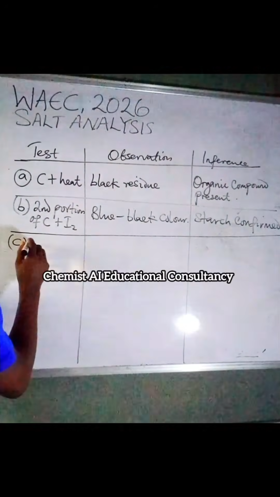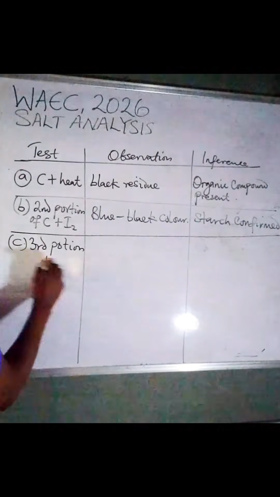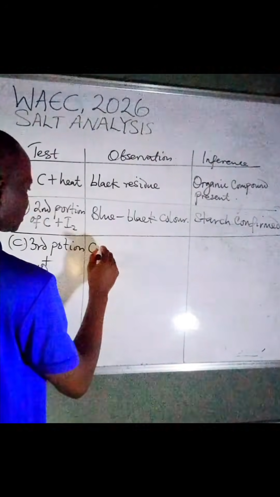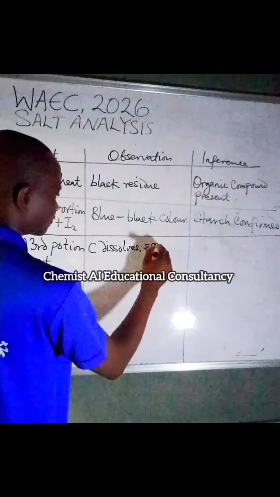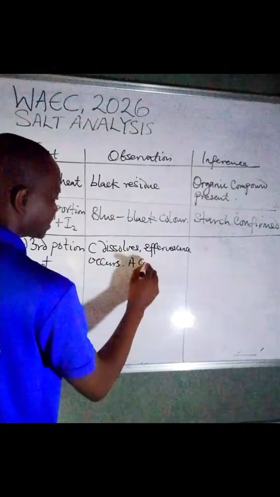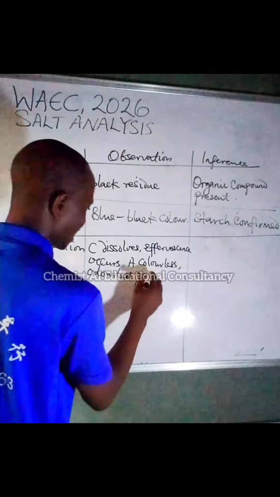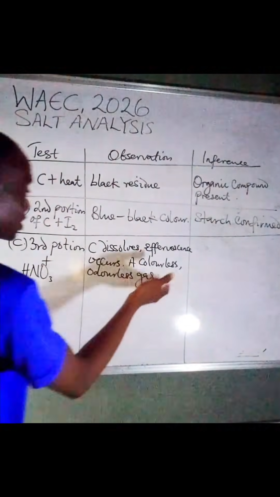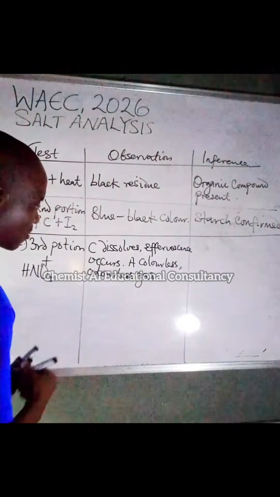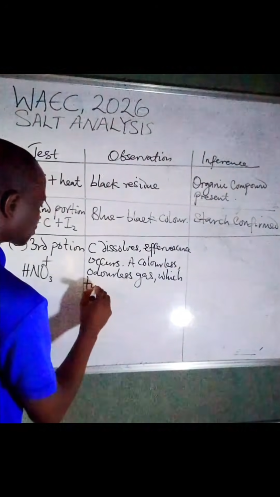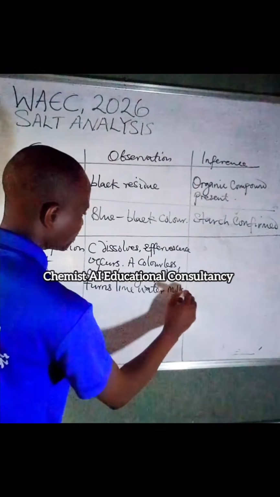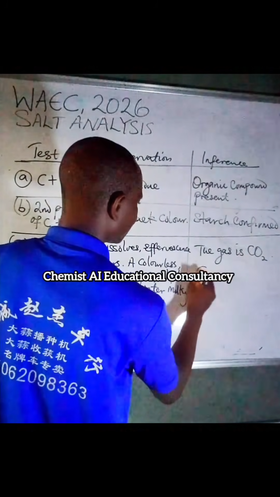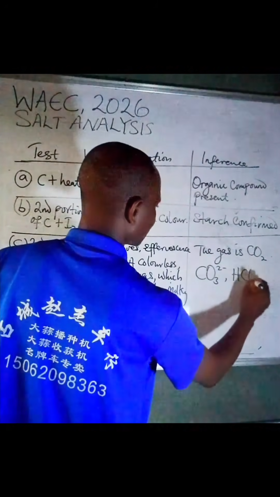So what next? The next is third portion. Third portion plus what? HNO3 or HCl. When you add this, C dissolves, effervescence occurs, a colorless, odorless gas. Remember, they will ask you to test this gas with lime water. So you also explain the behavior of the gas inside lime water. You now say which turns lime water milky. Now here you say the gas is CO2 and then carbonate, hydrogen carbonate present.